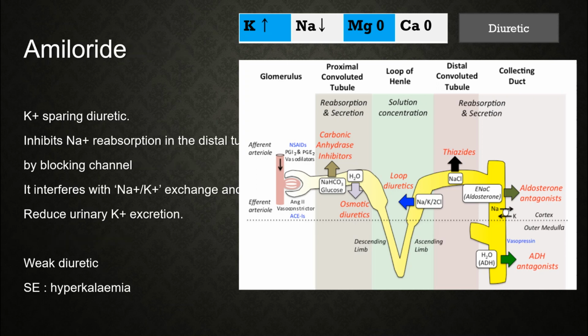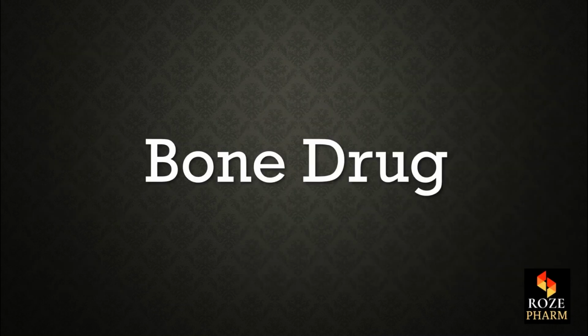Amiloride is a kalium-sparing diuretic. It inhibits natrium reabsorption in the distal tubule by blocking channels. It interferes with natrium and kalium exchange and reduces urinary kalium excretion. It is a weak diuretic and the side effect is hyperkalemia.